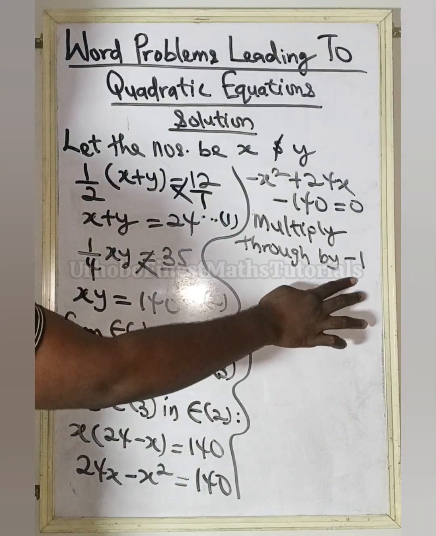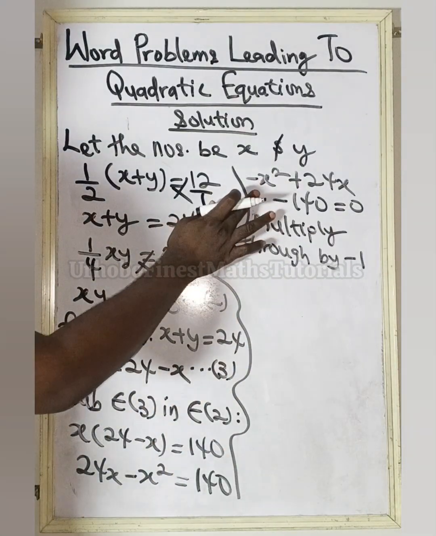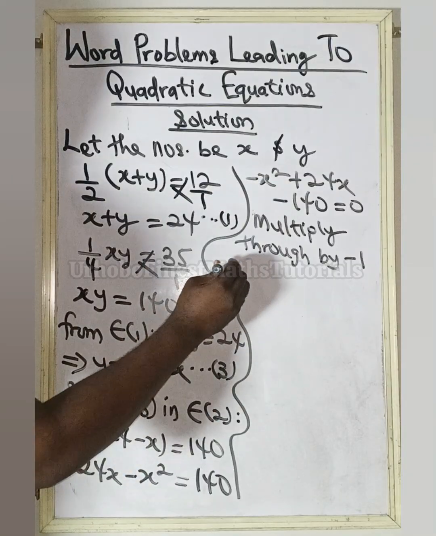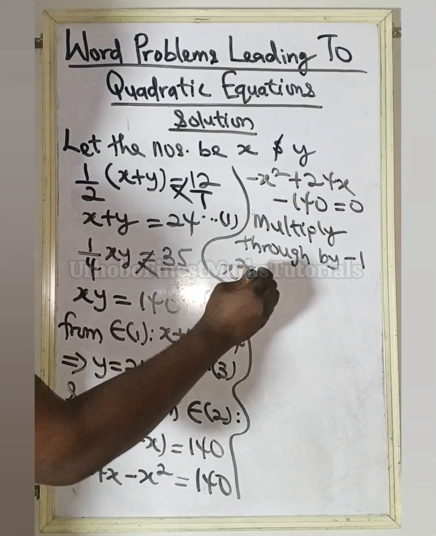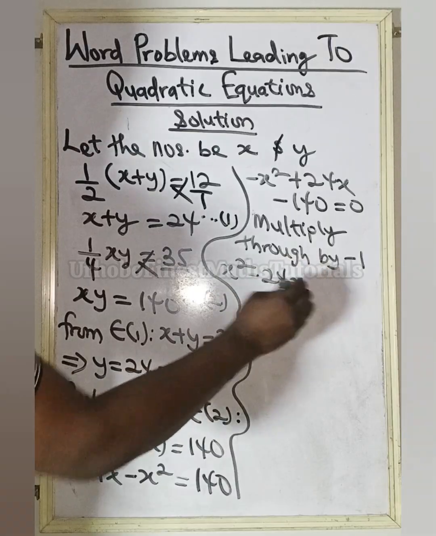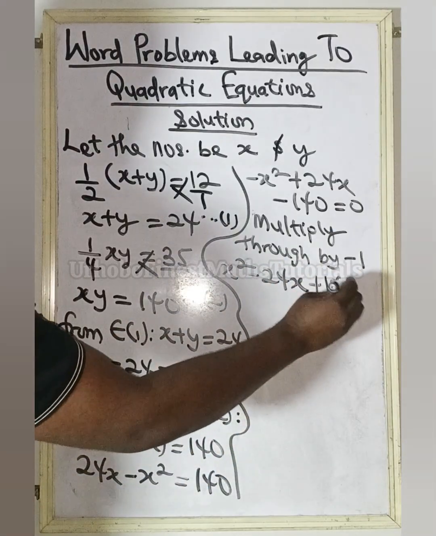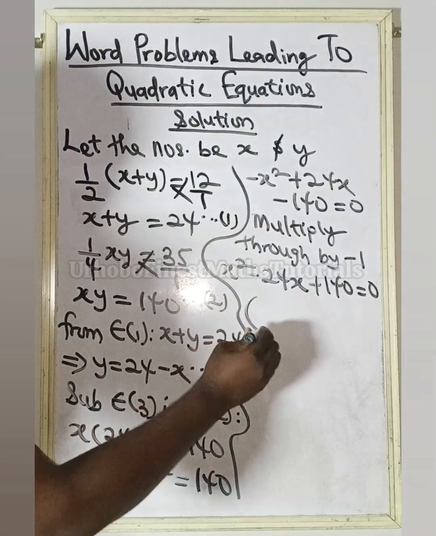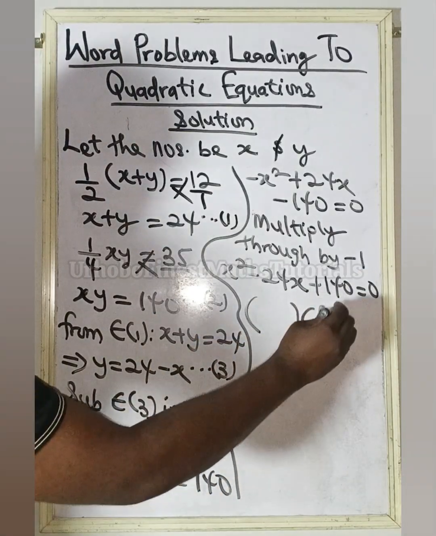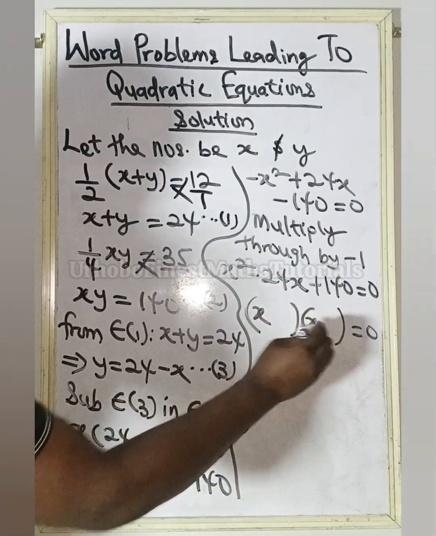At this point, we multiply through by minus 1. Minus 1 times minus x squared becomes x squared. Minus 1 times 24x gives minus 24x. Minus 1 times 140 gives plus 140 equals 0. Now we open two brackets like this, equals 0, and put x here and x here.